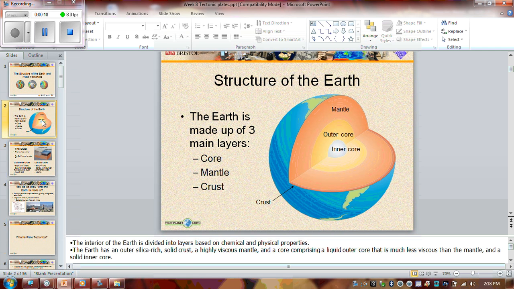The core is made up of the inner core, which is a solid, round ball, very dense, and the outer core, which is in a liquid form and is not as dense as the inner core. The mantle is made up of the lower mantle and the upper mantle, and the upper mantle is called the asthenosphere.